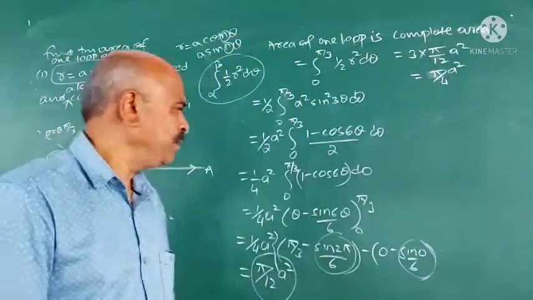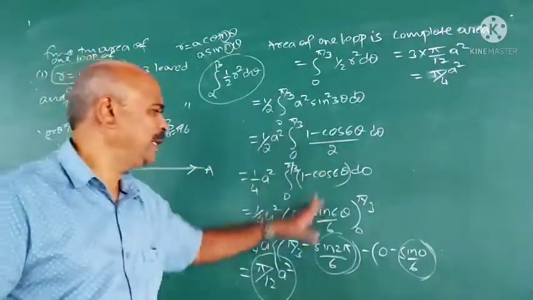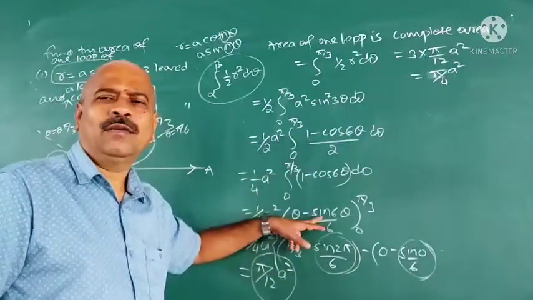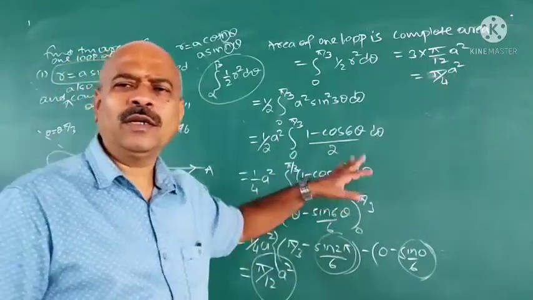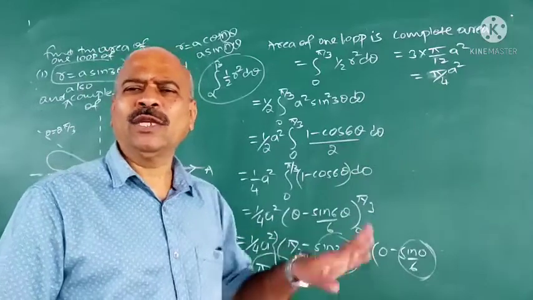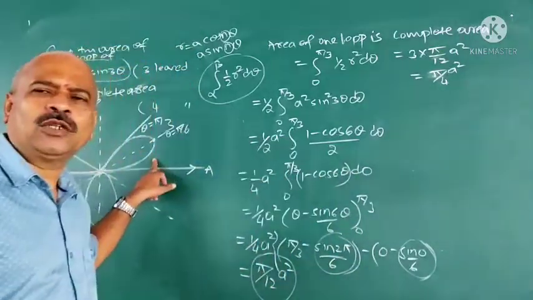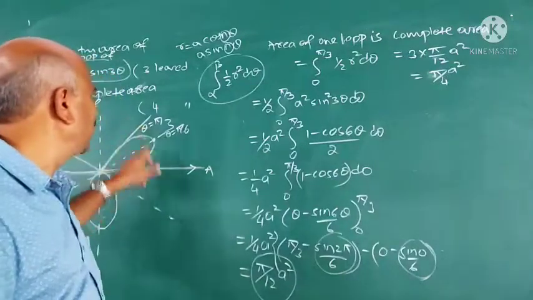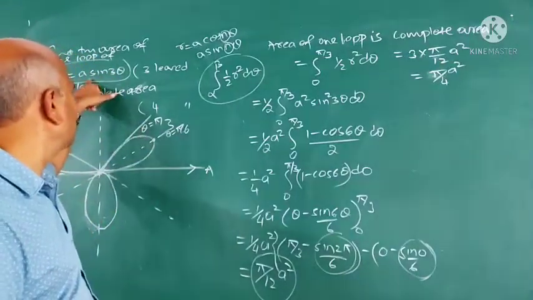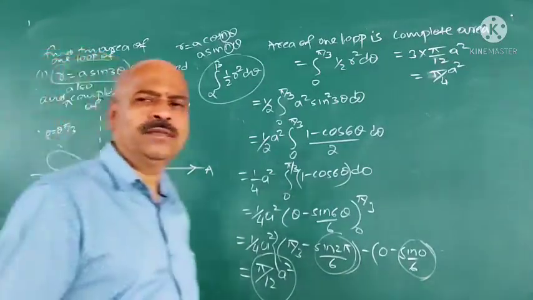I explained the shape of the curve first, then how to find the area. Area is simple here because integration is not difficult. The only thing is, what are the limits of integration? For one loop, what is the variation of theta here? 0 to pi by 3. How do you get this one? By substituting r is 0.